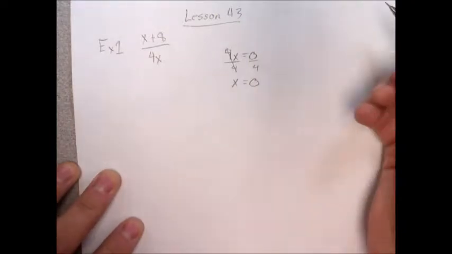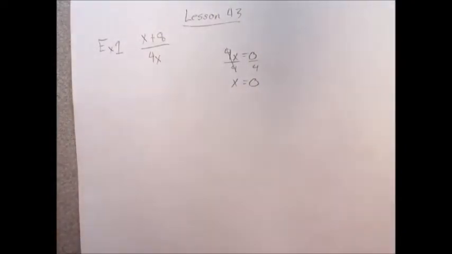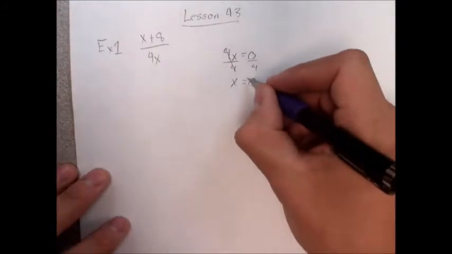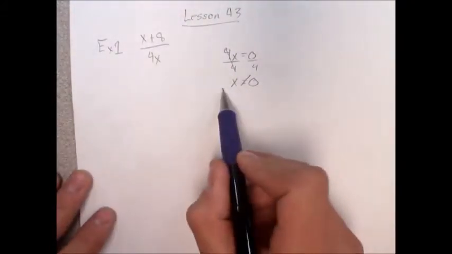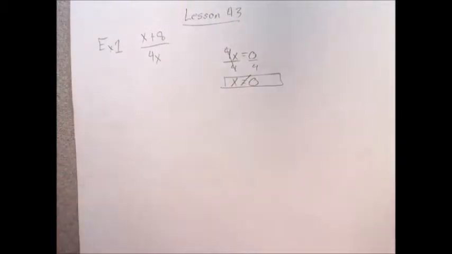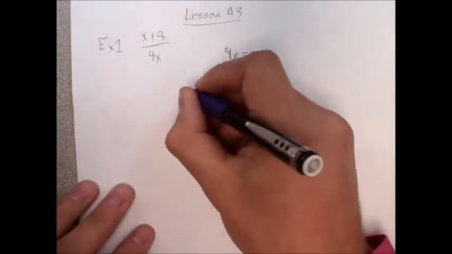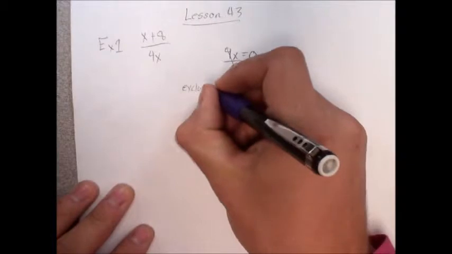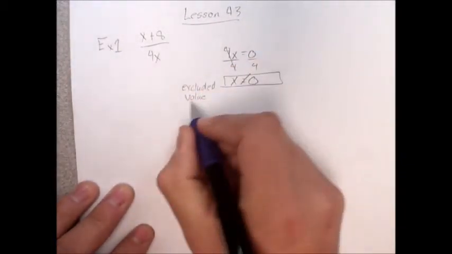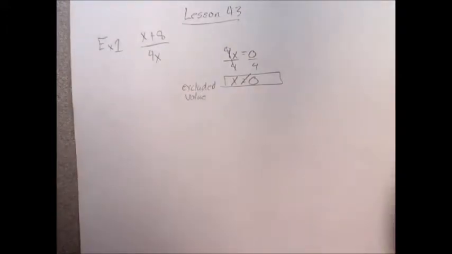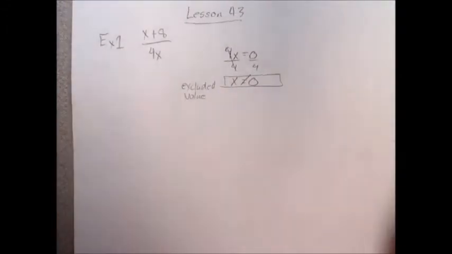So therefore, because we don't want it to be equal to 0, we would have to say that it is not going to be equal to 0. So what are excluded values? X cannot be equal to 0. Okay? So this would be called an excluded value, because that would make the entire thing incorrect. Okay? So that would make the expression undefined. That would be part A.